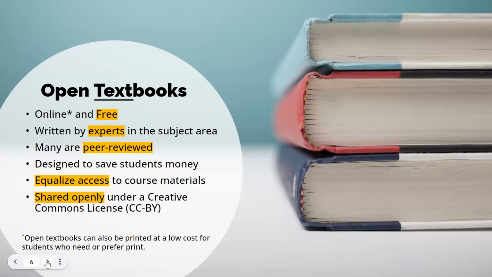So for an overview of open textbooks, I'll start off by giving a compare and contrast to the commercial textbooks that we're all familiar with. One of the similarities is that open textbooks are available in print and online formats. Print is available for those who are interested, but for a small fee, nothing like what you would expect for a commercial textbook. They're written by experts in the subject area. Many of them are peer-reviewed as well. Some of the main differences are that open textbooks are designed to save students money.